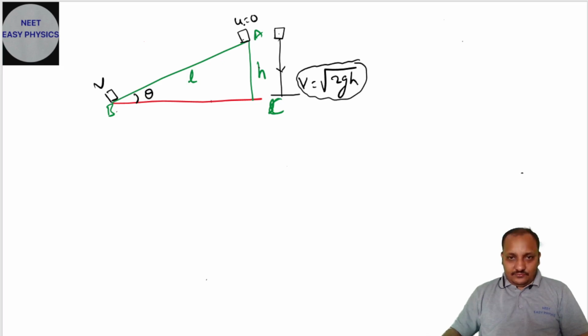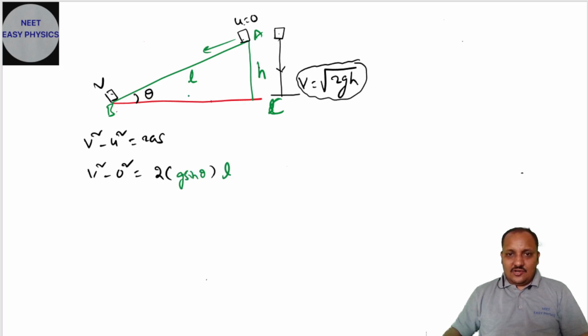Now, initial velocity 0, final velocity when it touches the ground we should calculate. So we will use V square minus U square equal to 2as, V square minus 0 square equal to 2. What is the acceleration whenever it is coming downwards on the inclined plane? Now only we discussed g sin theta. How much length it is covering? Displacement here is L. Therefore, V is equal to root 2gL sin theta. So this is the velocity form.